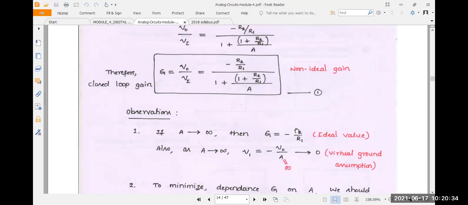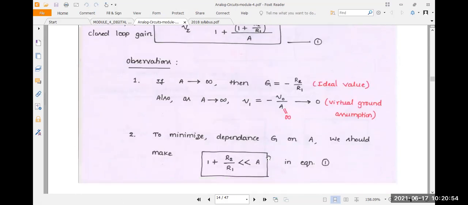What is G here? Minus R2 by R1, that is the ideal value. Then A is very high, up to infinity. The V1 now becomes minus V naught by A. We know the V1 equation, right? Minus V naught by A. A is nothing but infinity.